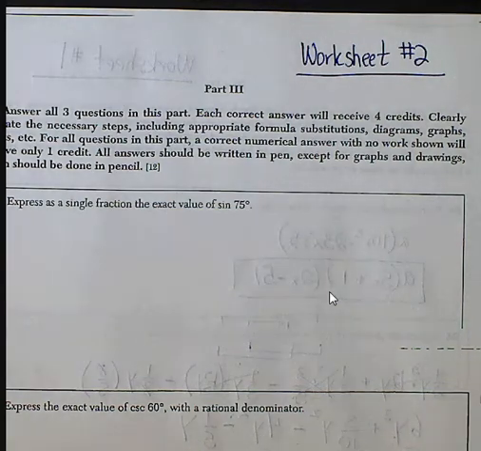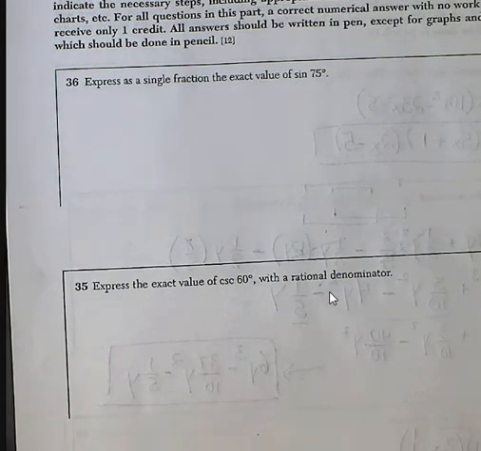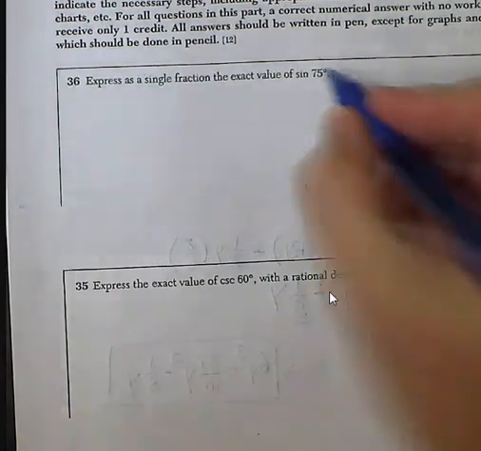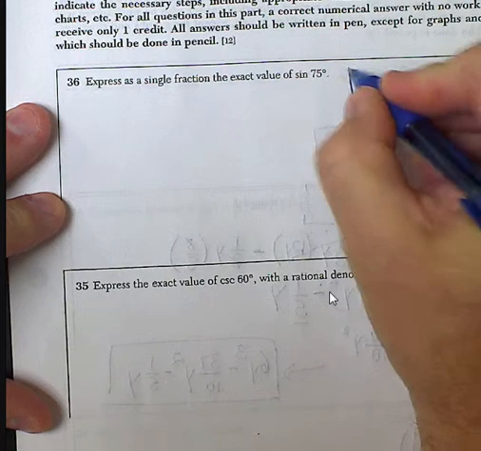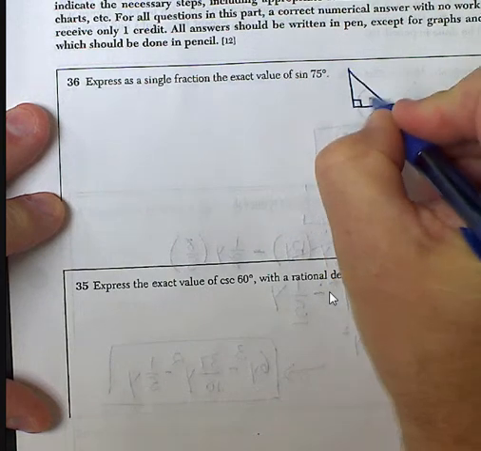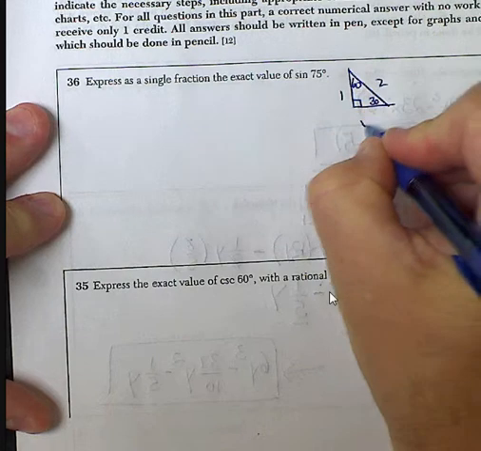Okay, worksheet number 2. The first thing we're going to have to try to do is express as a single fraction the exact value of the sine of 75. If you're given a question like this and they want the exact value, there's only one way you're really going to get that, guys. It's not with a calculator. You have to remember this 30, 60, 90 right triangle, 1, 2, radical 3.